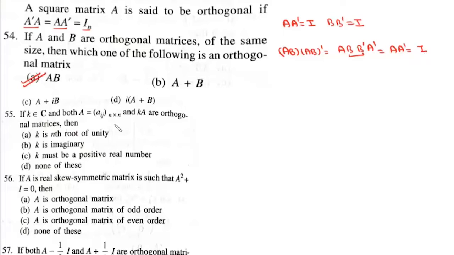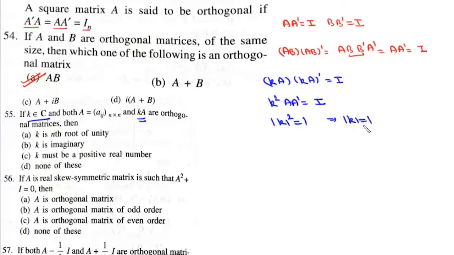Now the next one is, if K is a complex number and KA is an orthogonal matrix, then which of the following is correct? Now if KA is orthogonal, that means KA into KA dash must be equal to I. So we'll get K square into AA dash equal to I, or mod of K square equals 1, that is mod of K equals 1.